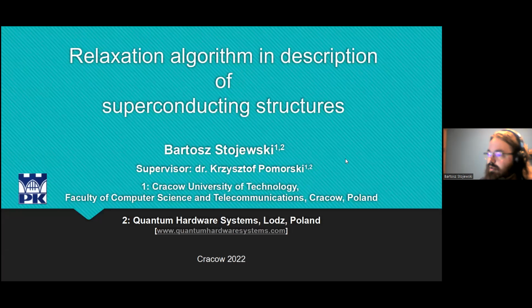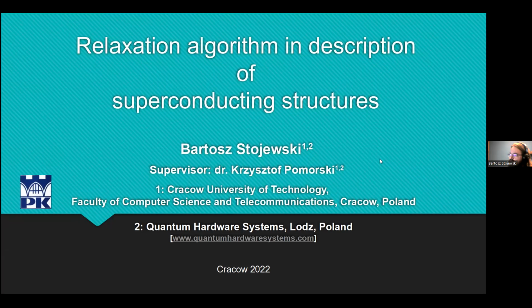My name is Bartosz Stojewski, and I want to present my master thesis, a relaxation algorithm in description of superconducting structures. The main purpose of this work is to find solutions of the Ginzburg-Landau equation in small superconducting structures that are embedded in more advanced superconducting structures.